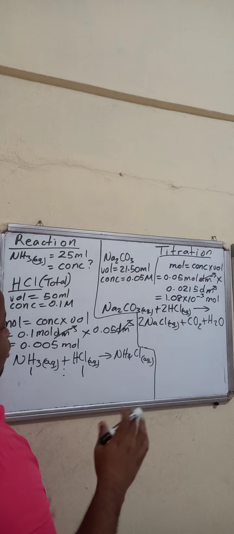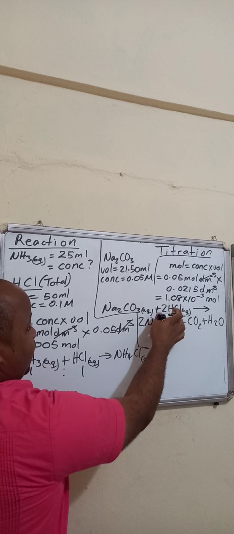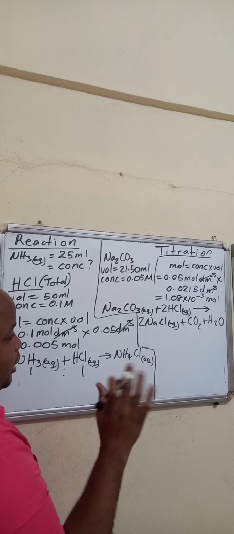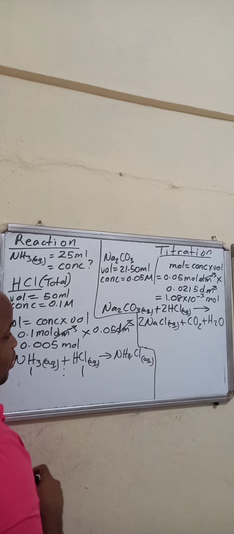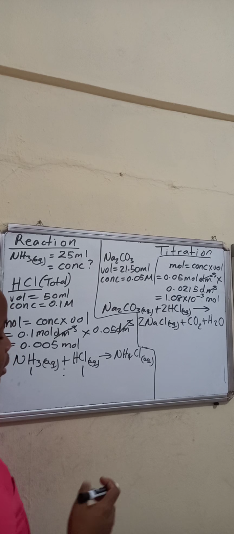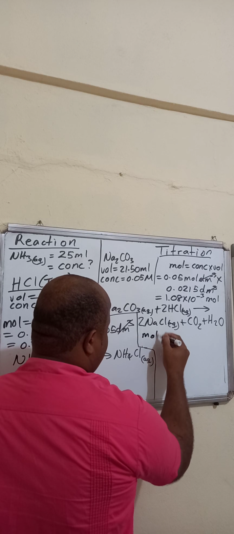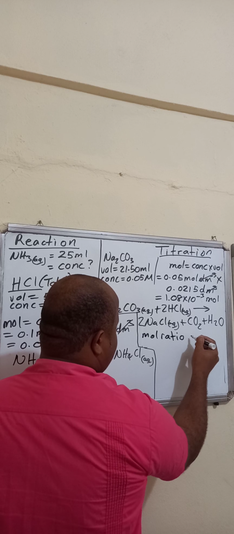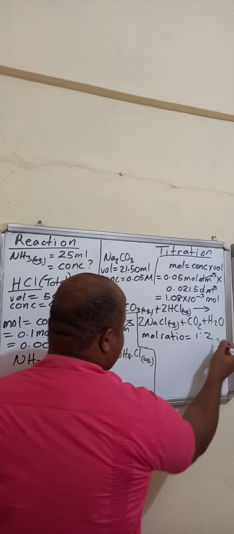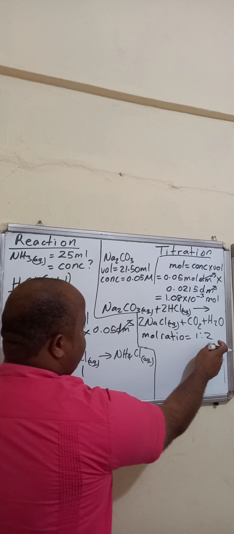Right. So remember now, we know the moles for the sodium carbonate, but we don't know the moles of HCl. Remember, it's the unreacted HCl that was used in the titration. So we're going to use the mole ratio between sodium carbonate and hydrochloric acid to get the moles of the unreacted HCl. So the mole ratio is 1 to 2 between sodium carbonate and HCl. So to get the mole of HCl, it's 1 sodium carbonate to 2 HCl.